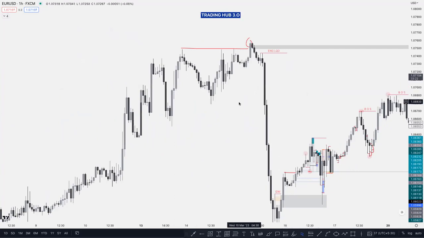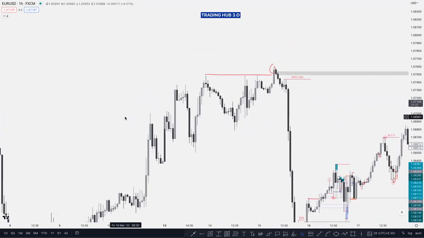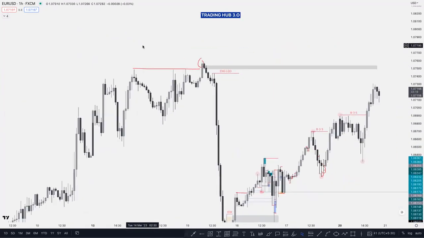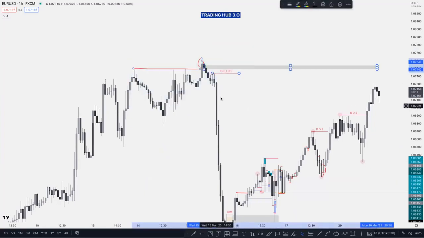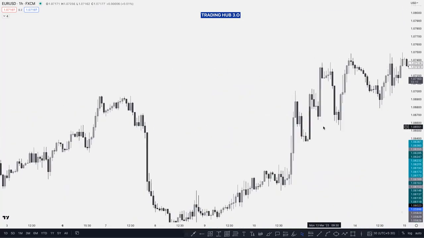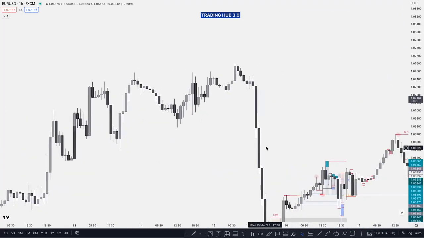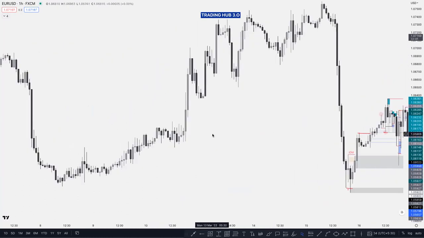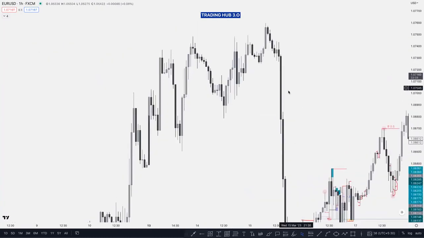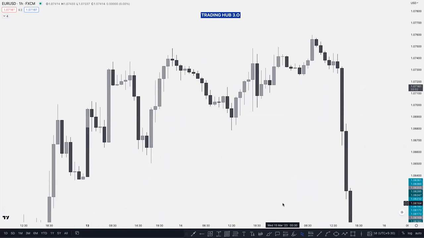Sir, EUR/USD works everywhere, on every time frame. It doesn't matter which time frame you are using. This is a 1 hour time frame. You can see, from here to here, everything will be the same perspective.